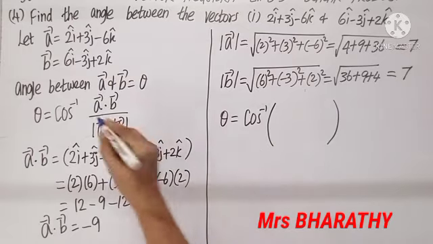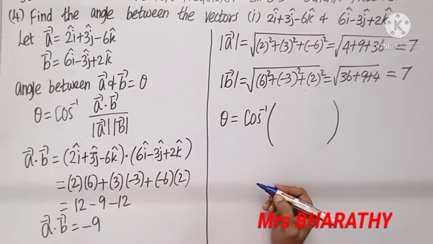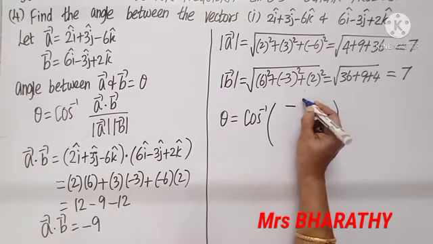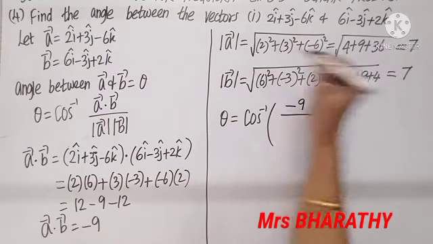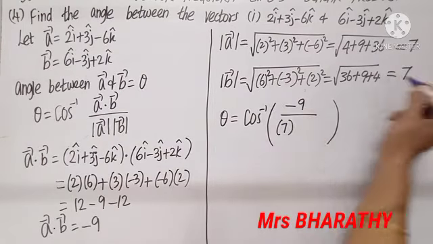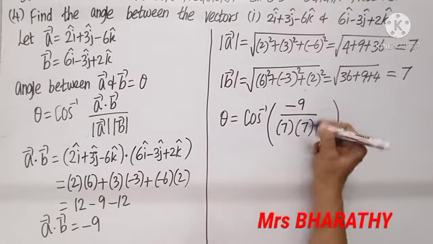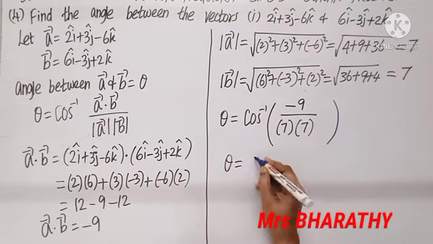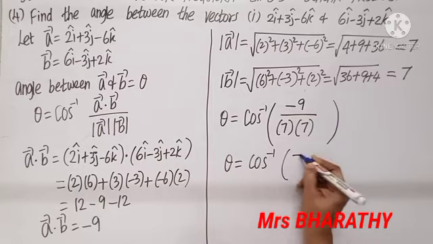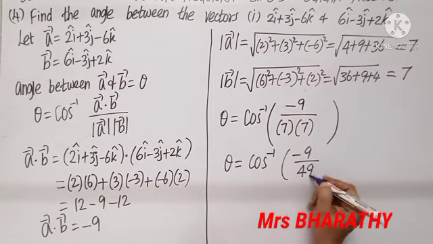Let us substitute in the formula, cos inverse. A dot B is minus 9. Modulus of A is 7. Modulus of B is 7. We cannot cancel, so the answer is theta is cos inverse of minus 9 by 49.